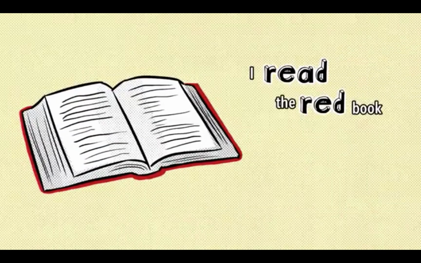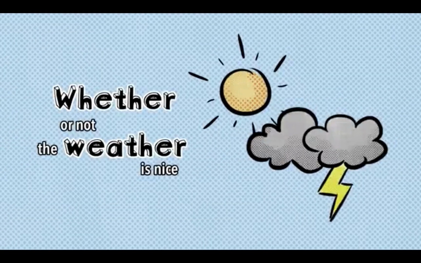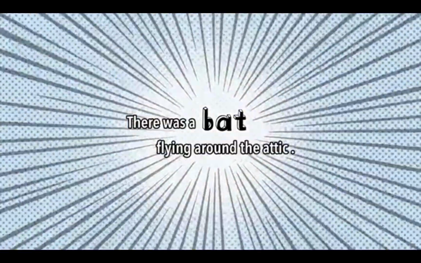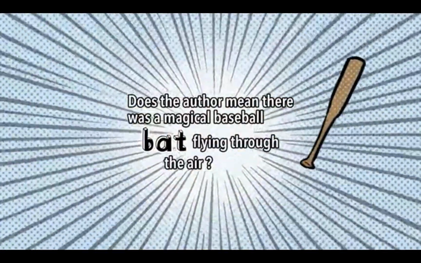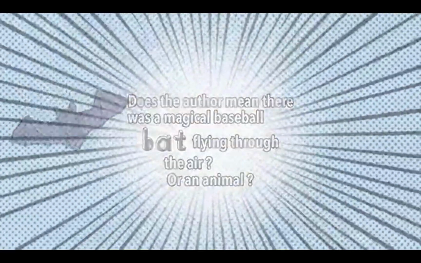I read the red book and I'll read it again while I eat a pair of pears down to the steps. Whether or not the weather is nice, I'm allowed to read aloud over beats on a mic. I read this sentence. There was a bat flying around the attic. Does the author mean there was a magical baseball bat flying through the air? Or an animal? I don't know.